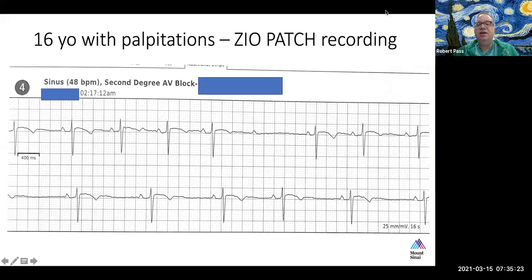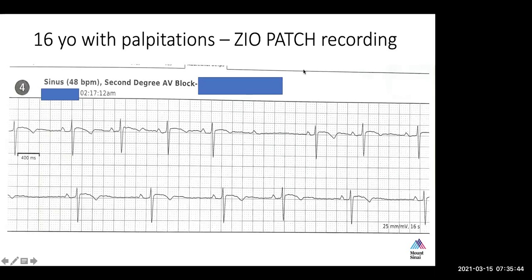This is a 16-year-old who was complaining of palpitations, and this was recorded on a 24-hour Zio. And I'm going to ask Dr. Uzoma Obiaka of Alabama what she thinks is going on here. Good morning, Dr. Paz. Good morning, Uzo.